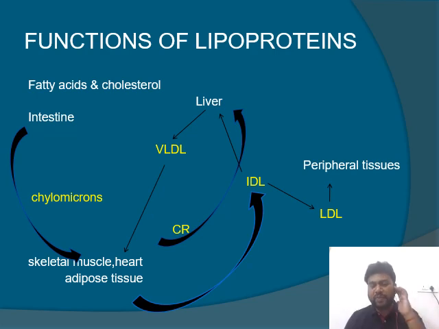In order to prevent this, we have another lipoprotein which constantly removes the cholesterol from peripheral tissues and takes it to the liver for excretion. That is nothing but the HDL molecule, high density lipoprotein. Since it removes cholesterol from peripheral tissues and takes it to the liver for export, it helps in decreasing the cholesterol level.